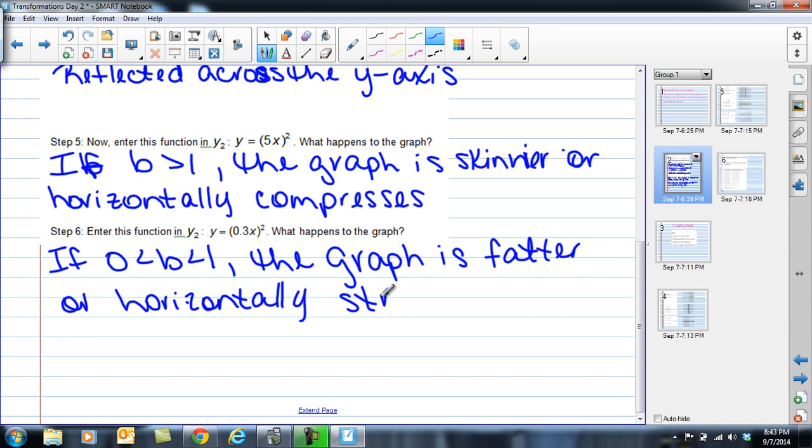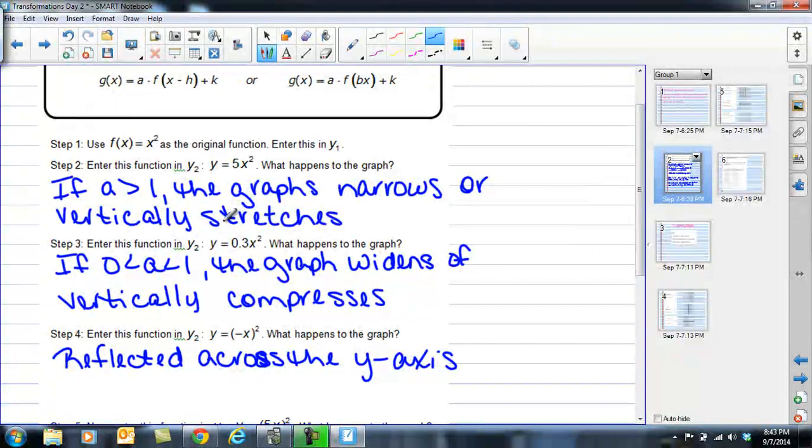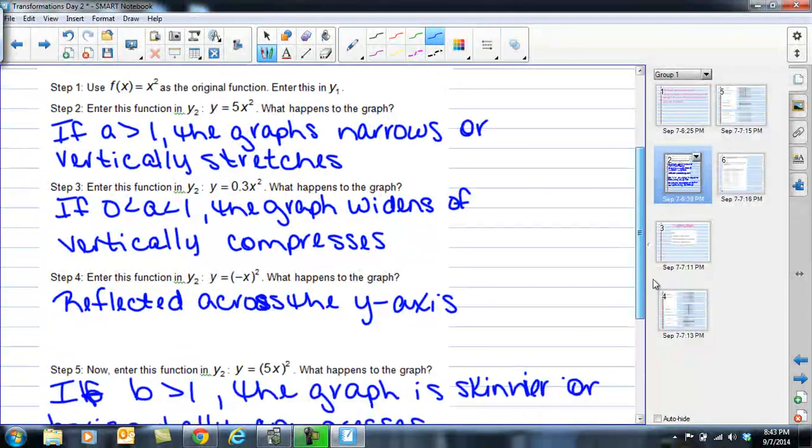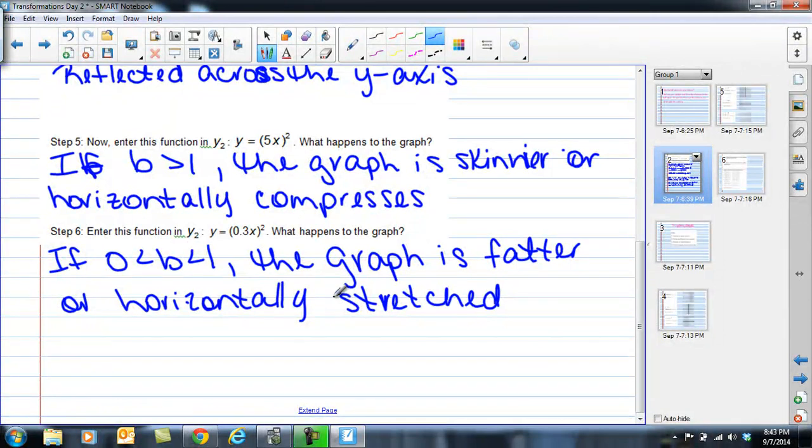And here's how you are going to remember the difference between vertical stretch and horizontal stretch, or vertically compressed and horizontally compressed. If the number is outside of the parentheses, so it's outside of the quantity, then it's vertical. If the number is inside the quantity, so it's in the parentheses with the value, or under the radical symbol with the value, then it is horizontal. Okay, that's how you will remember that.